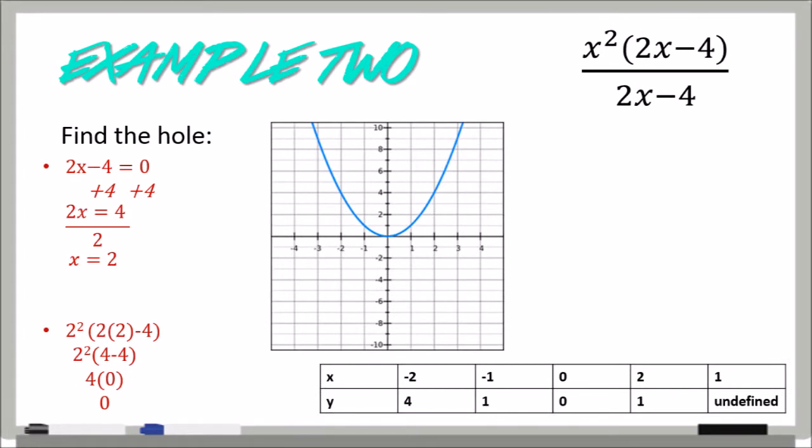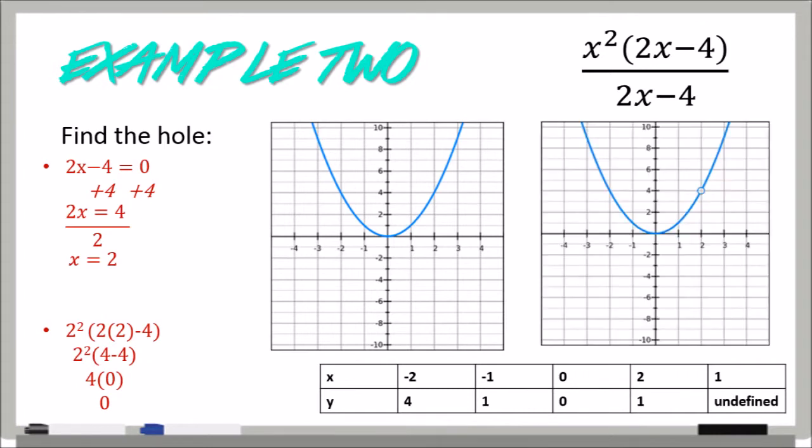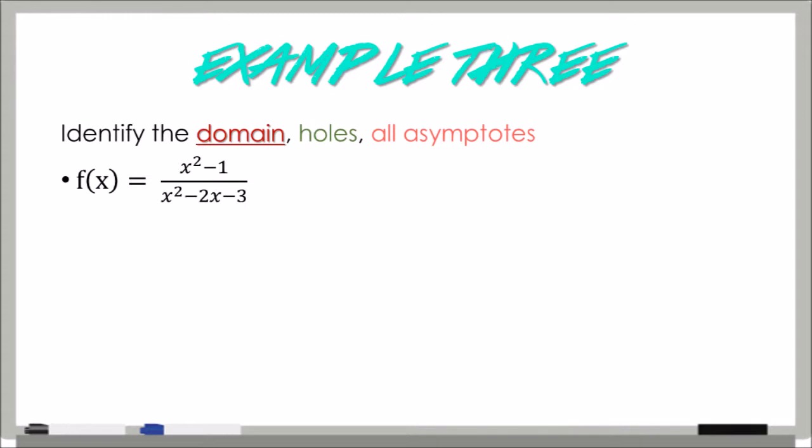We graph the equation like normal. We find the equation to be x squared when x is not equal to 2, as the 2x minus 4 cancels out. After you have finished graphing, place an open circle at x equals 2 on the graph you had just made. So now that we are done with example 2, let's dive right into example 3.